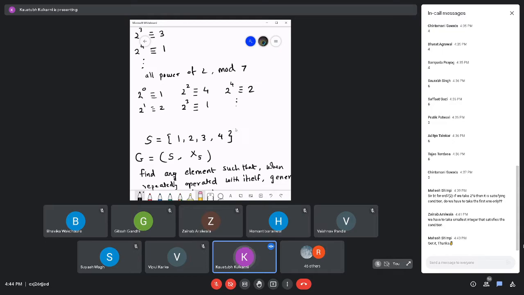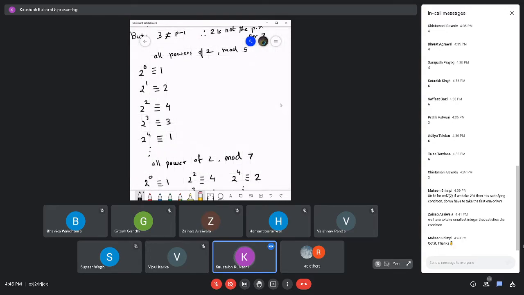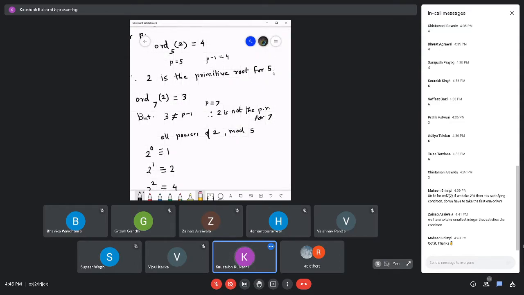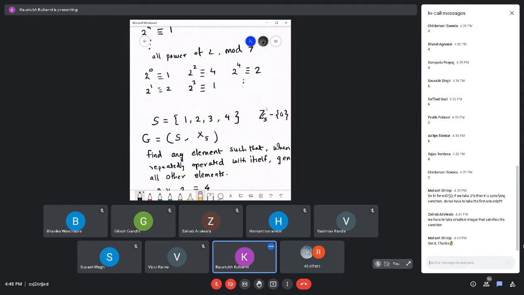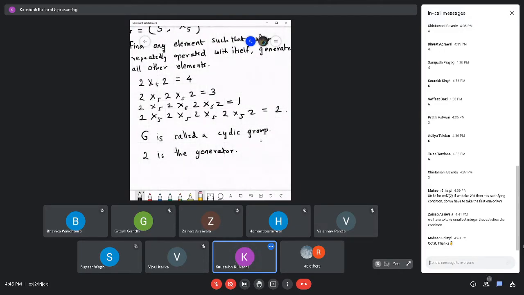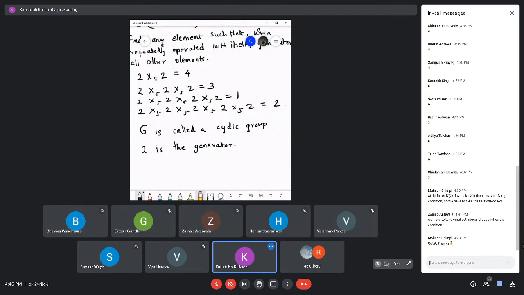So this set you can also say is the set Z5 minus 0. The set Z5 minus the element 0. And this property holds true because 2 is the primitive root for 5. That's why 2 is also the generator for Z5 under multiplication.